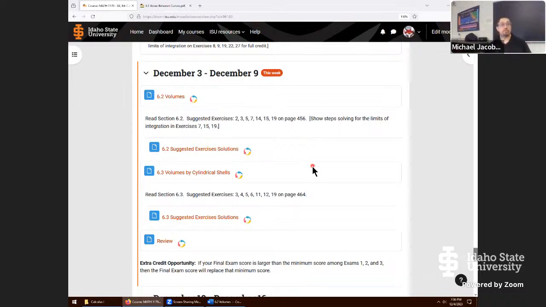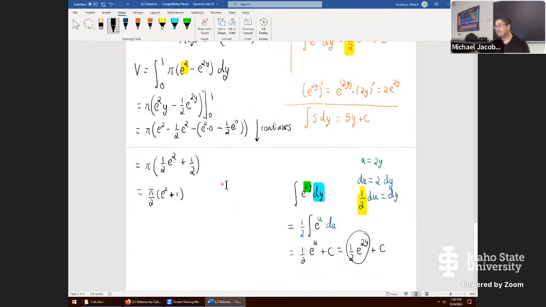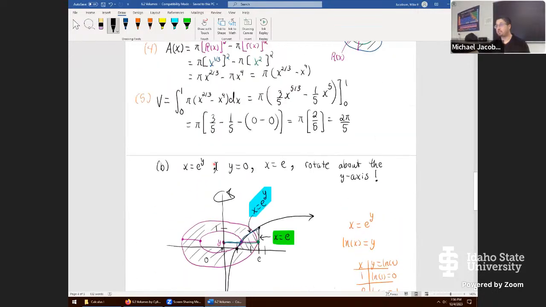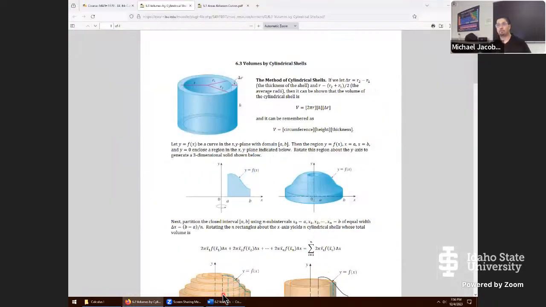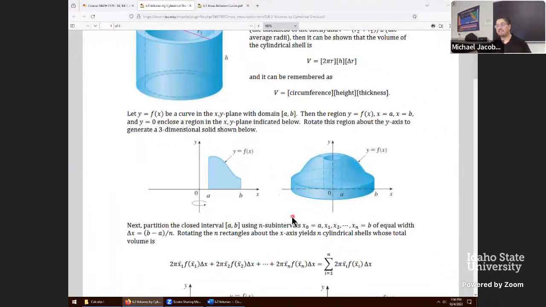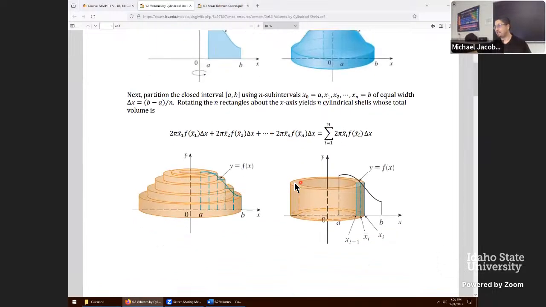So this will be our last section when we come back on Wednesday's class. Just to give you a visualization of what's happening, this is a method that's really good if we're rotating about the y-axis, and it does not make sense to interchange the roles of x and y because we don't have functions given in this way. We're going to use the method of cylindrical shells, which is a wild method. Here's what it looks like.